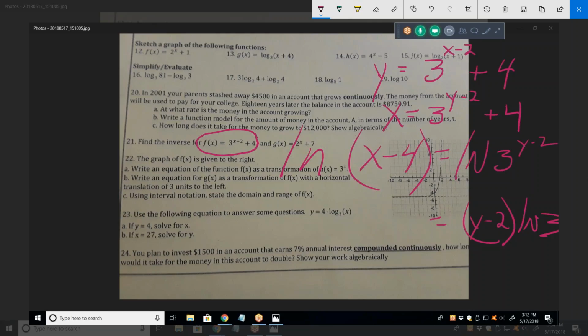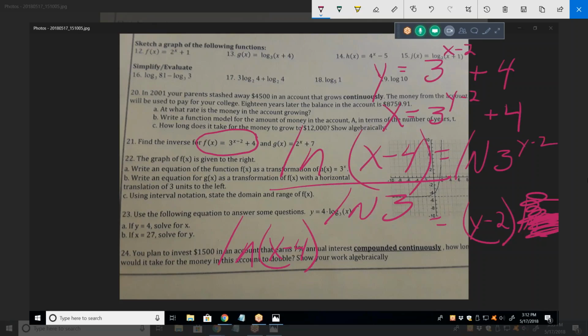Natural log of 3 is just a number. If you had a number in front of that y minus 2, what would the next step be? Divide by the natural log of 3. Okay, that gets rid of that. Now what? Remember, I'm solving for y. So then add 2. Correct.